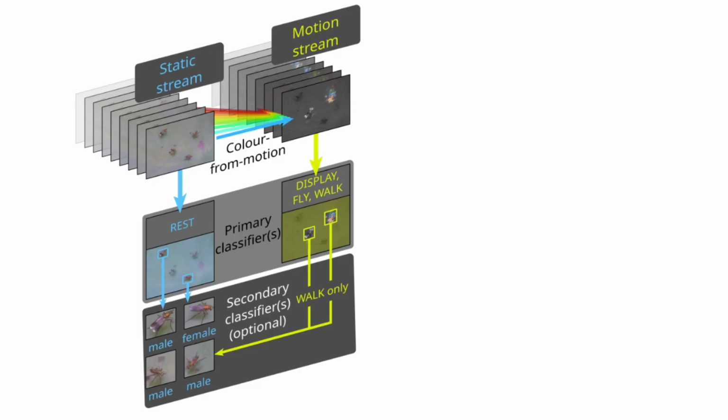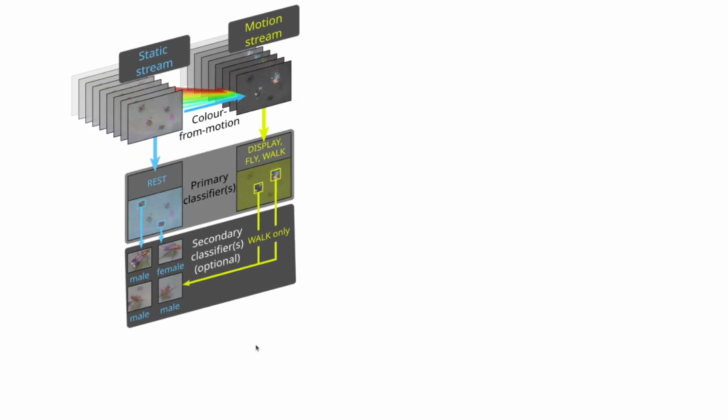This can be determined from the subtle differences in wingtip markings, that the males have these white spots and the females don't. But when the wings are a blur, so the courtship display or flying, you can't work out the sex. So only the walking motion primary class is sent for being sexed, and the resting behavior is sent to be sexed as well.